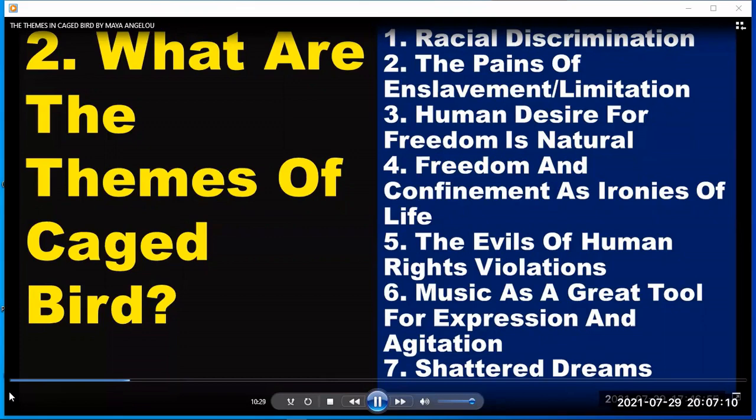Number 5, the evils of human rights violations, a situation where the basic rights of a citizen are violated. Then theme number 6, music as a great tool for expression and agitation. And number 7, shattered dreams. Every human being has the right to dream and to achieve their dreams.